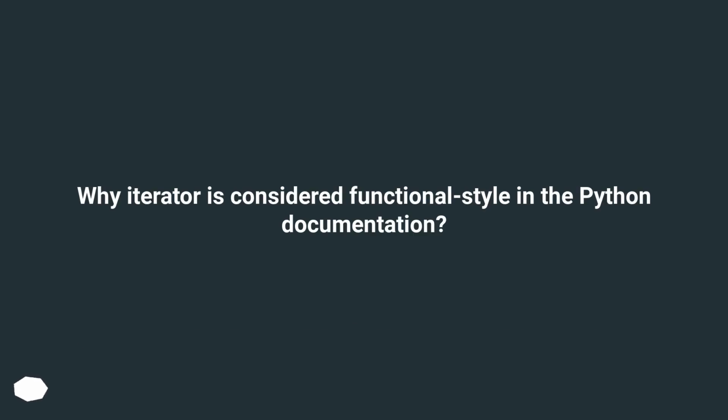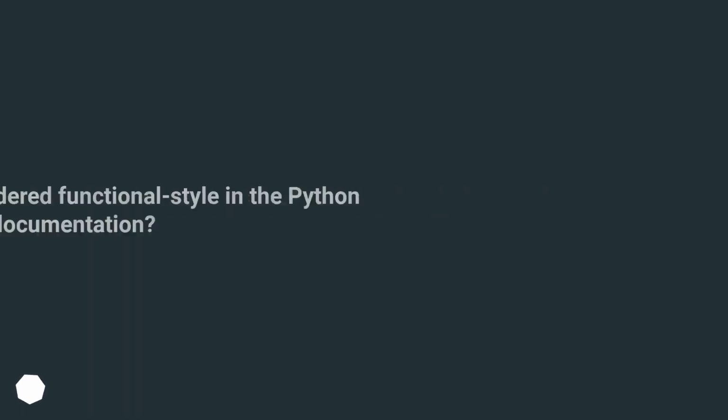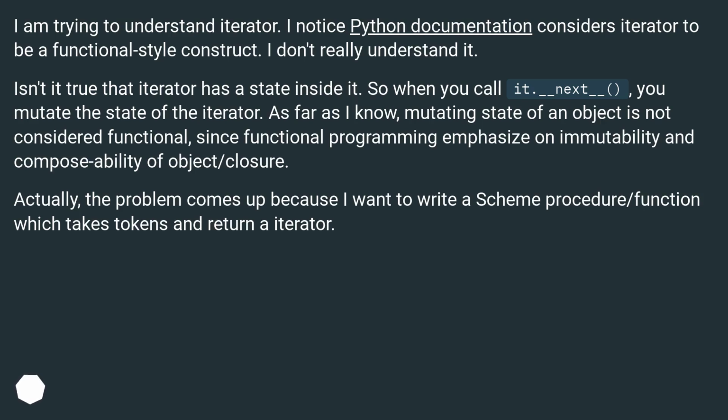Why is iterator considered functional style in the Python documentation? I am trying to understand iterator. I notice Python documentation considers iterator to be a functional style construct. I don't really understand it.